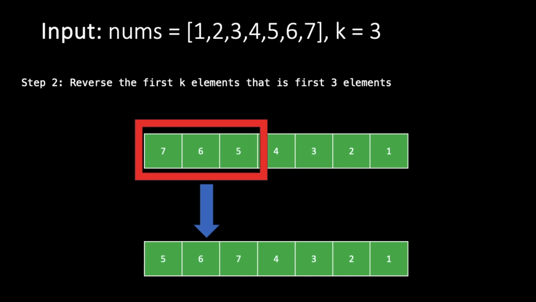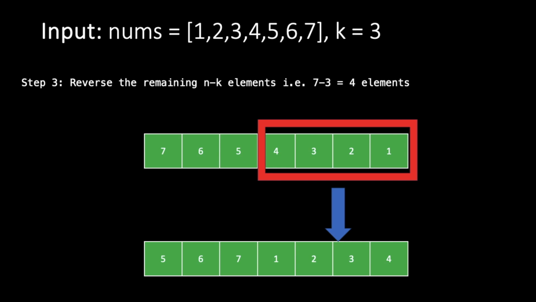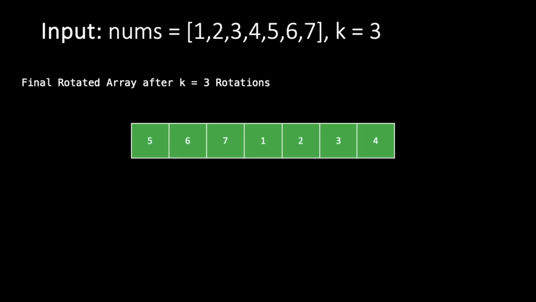Now if we reverse this 7 6 5, it will become 5 6 7. Remember, we will not touch the other elements. Okay, we will only reverse the first k elements at step 2. Now coming to the final step, step 3. Now we will reverse the remaining n minus k elements, that is 7 minus 3, that are 4 elements, and we will get the final output as 5 6 7 1 2 3 4. So this is the final result which we wanted. Here is the final array which has rotated k is equal to 3 steps on the right side. Okay, now this is the final array after k is equal to 3 rotations.